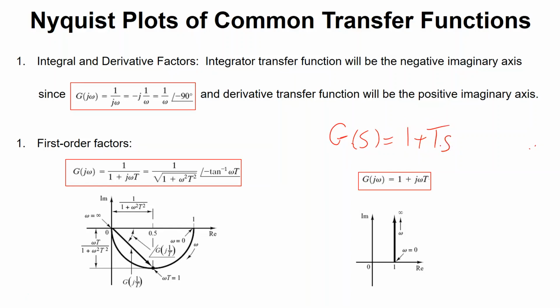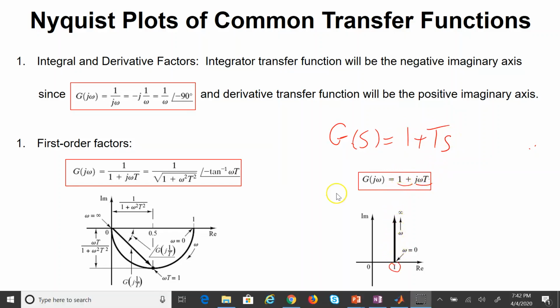And for s, you plug in j omega, and you're going to get this, where this is the real part and this is the imaginary part. So you see the real part does not change. It's always 1. But the imaginary part starts at 0 and then grows all the way to infinity. So what you would get is actually this vertical line.